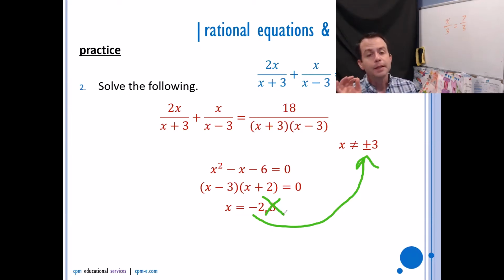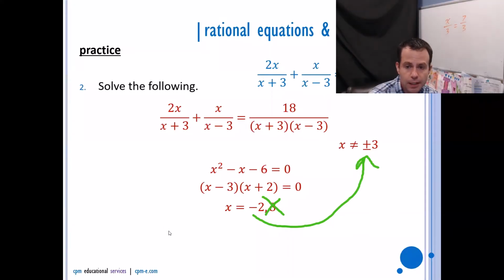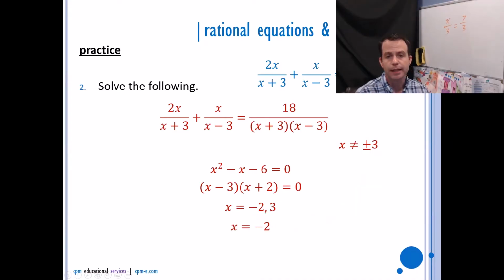Now, it's super important that you do both of these steps, okay? Your marker is going to want to see you conclude that x equals -2 and x equals 3 first. Then they want to see that you know 3 is not possible because it's a non-permissible value. And then they want to see you conclude the actual answer, which would be x equals -2.